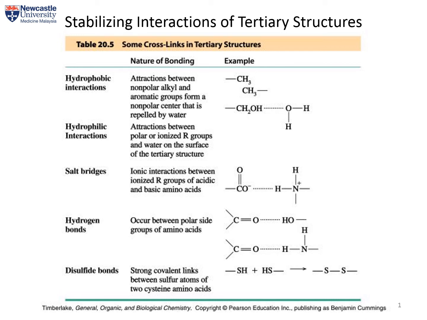Let's look at these stabilizing forces one by one. First of all, hydrophobic interactions occur in between nonpolar alkyl groups and the aromatic groups. Because they are repelled by water molecules, the hydrophobic amino acids are always buried in the protein core. In the case of hydrophilic interactions, you have the attractions in between the polar or the ionized side chains, or the R groups. They can also interact with the water molecules on the surface of the protein.